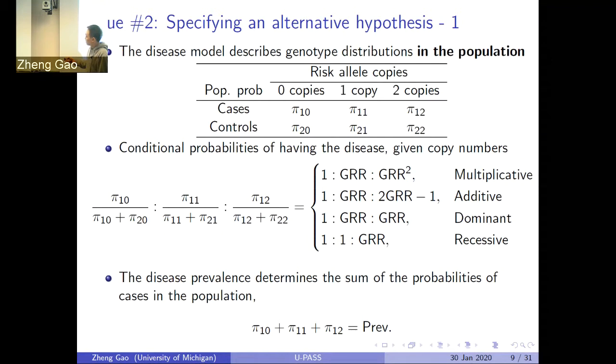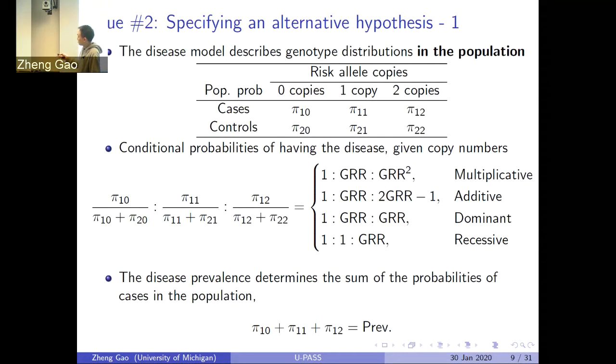Here's what they assume in the disease models. You have conditional probabilities of developing a certain condition, given that you have 0 copies. That's the first term here, pi10, then the probability of developing the condition if you have 1 copy, then the probability of developing the condition if you have 2 copies. So that's the ratio of 3 numbers. And the disease models typically fall in 1 of 4 categories.